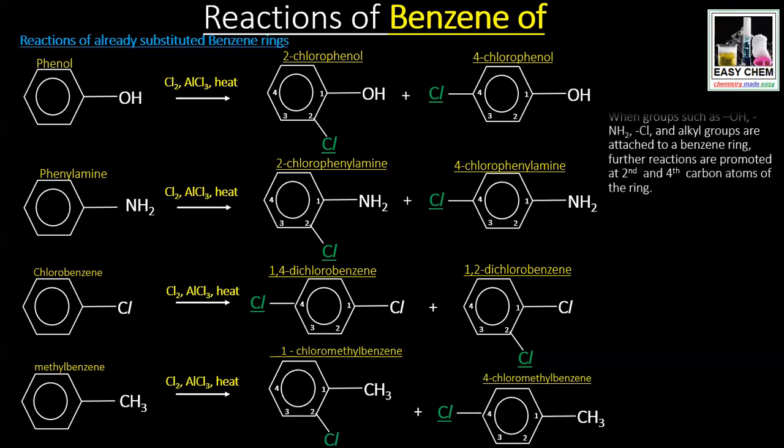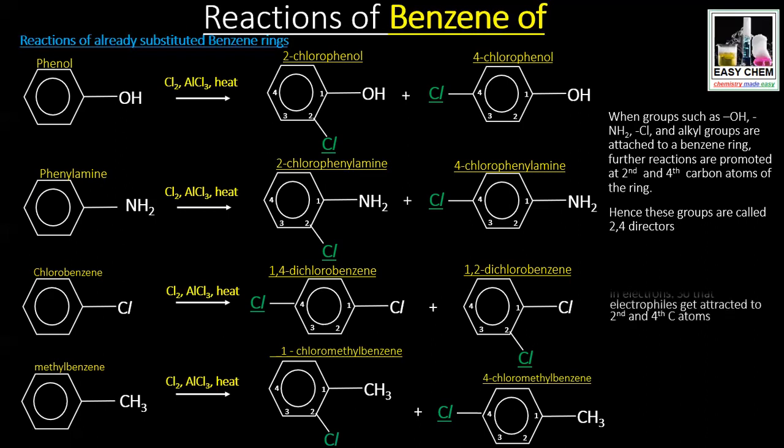So we have a few more things to learn about this. We'll read this on the right-hand side of the screen. When groups such as OH, in the first component I have OH, NH2, Cl, and alkyl groups are attached to the benzene ring, further reactions are promoted at the second and fourth carbon atoms in the ring. Hence, these groups are called 2,4 directors. It means the further reactions are promoted at the second and fourth positions in the benzene ring.